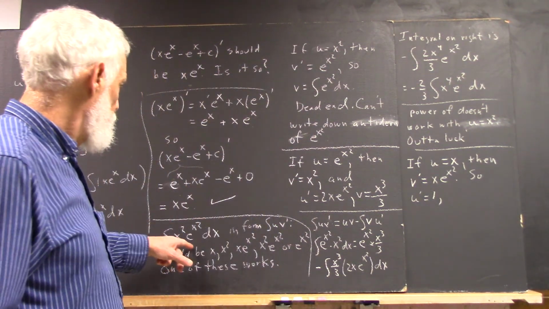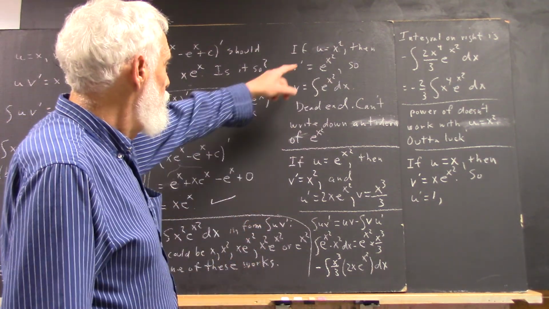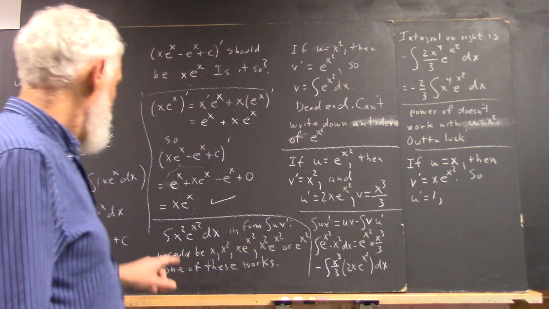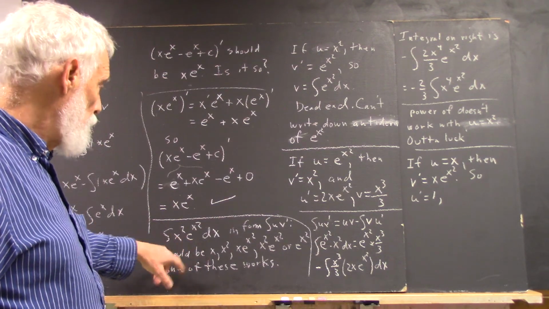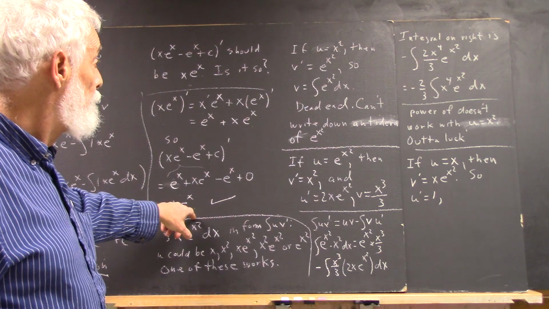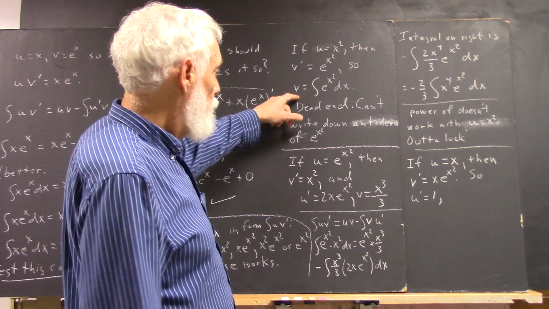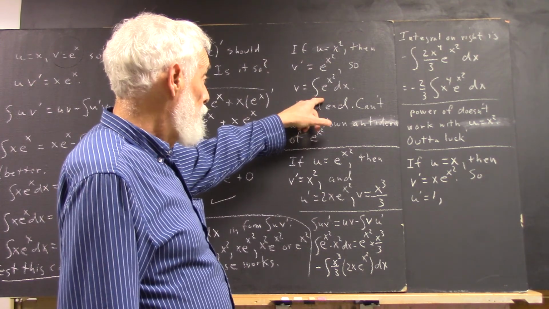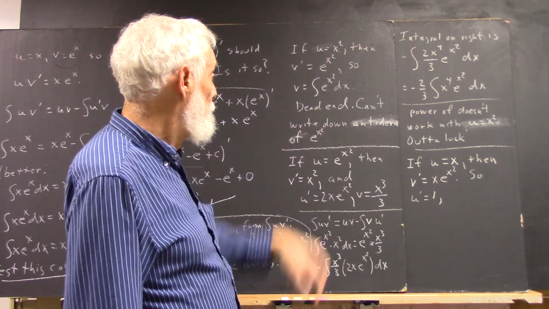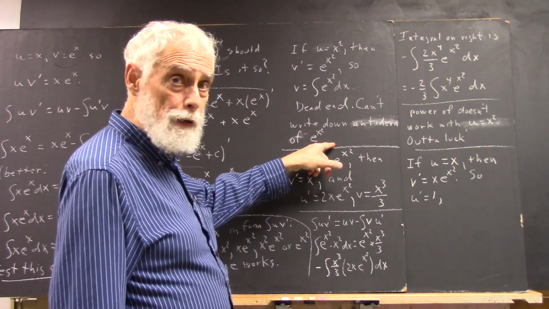Okay, looking at x squared e to the x squared dx in this form, if u equals x squared, then this has to be u v prime, which means your v prime has to be e to the x squared. So v prime is e to the x squared, and it then follows that v has to be an antiderivative of e to the x squared, but that's a dead end. You can't write down an antiderivative of e to the x squared.